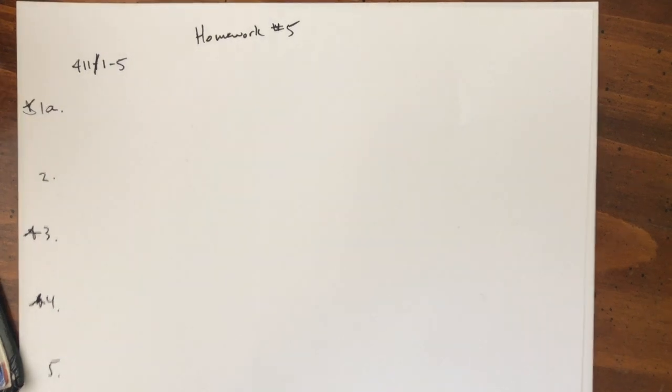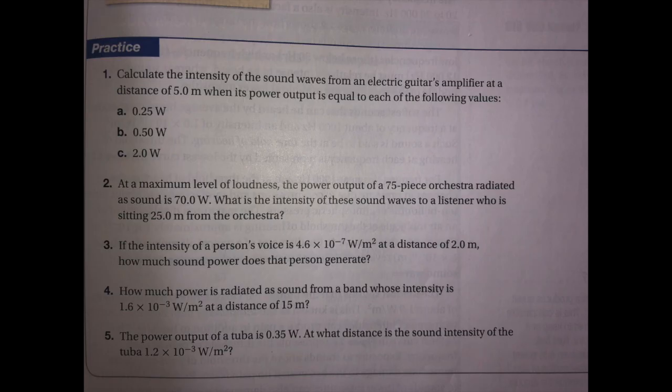All right, physics students, this is homework number 5, and I'm just going to go through a couple of the problems on here just to show you some examples. So question 1A, it says, calculate the intensity of the sound waves from an electric guitar's amplifier at a distance of 5.0 meters when its power output is equal to each of the following values. So I'm just going to do A here, and for A, the value of the power is 0.25 watts.